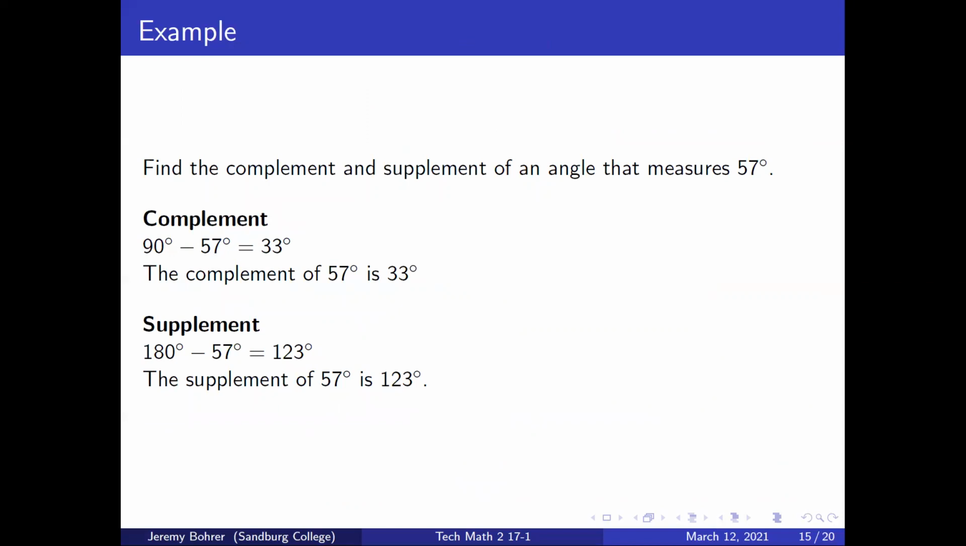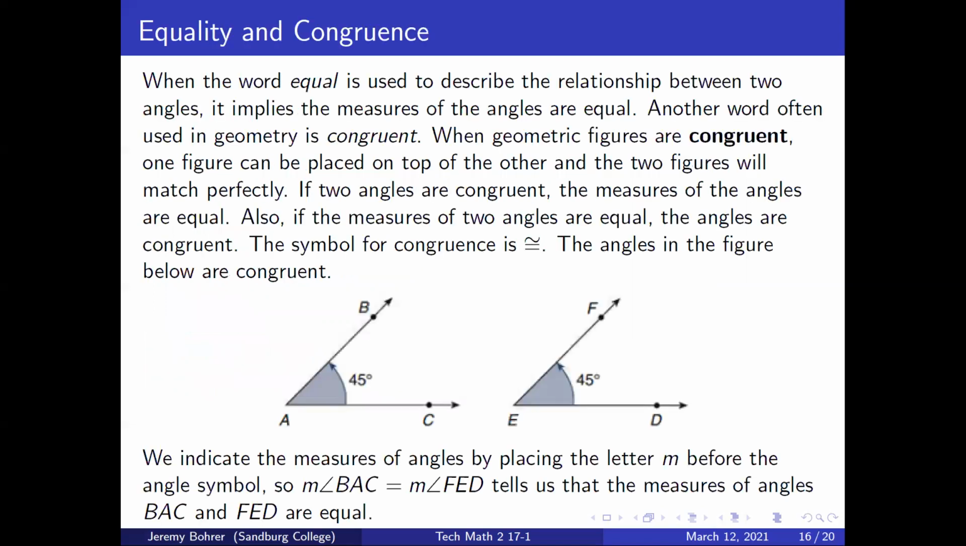Find the complement and supplement of an angle that measures 57 degrees. The complement of 57 degrees is 90 minus 57, which is 33 degrees. The supplement, 180 degrees minus 57 degrees, is 123 degrees. So the supplement of 57 degrees is 123 degrees.